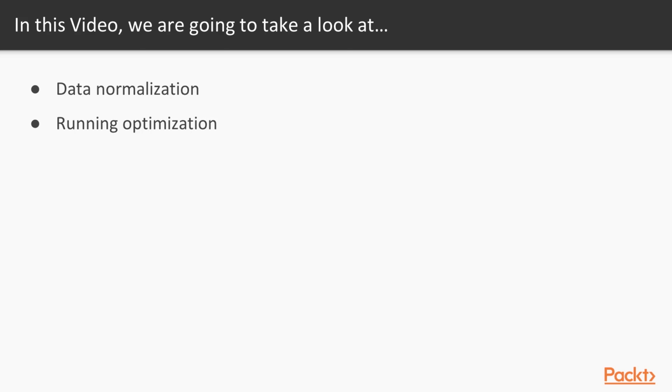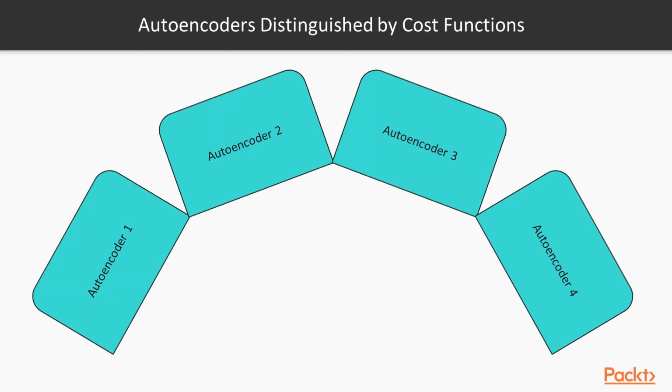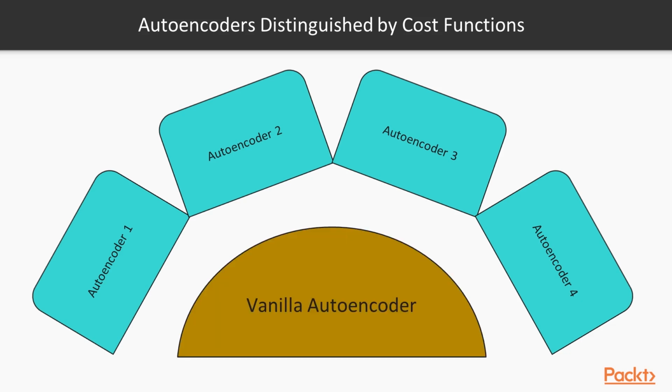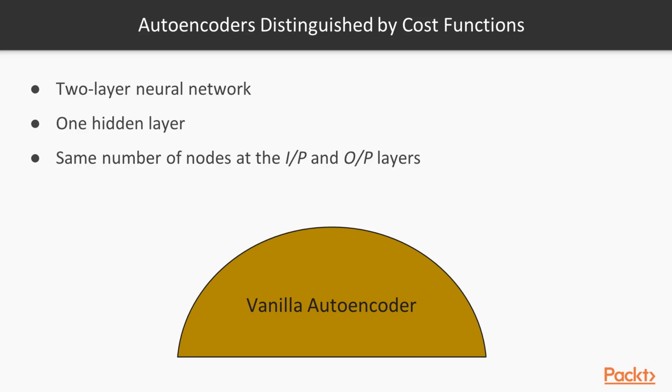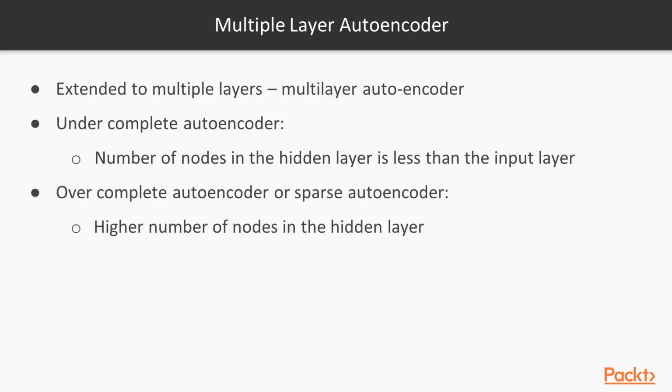In this video, we'll take a look at data normalization and running optimization. There exist a lot of different architectures of autoencoders, distinguished by the cost functions used to capture data representation. The most basic autoencoder is known as a vanilla autoencoder. It's a two-layer neural network with one hidden layer, the same number of nodes at the input and output layers, with an objective to minimize the cost function. The current approach can be easily extended to multiple layers, also known as a multi-layer autoencoder.